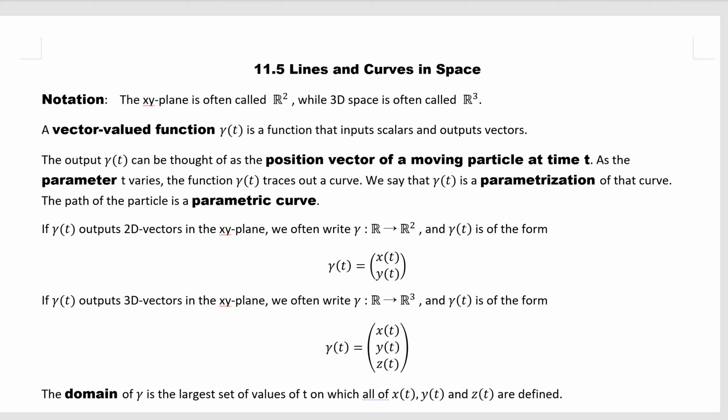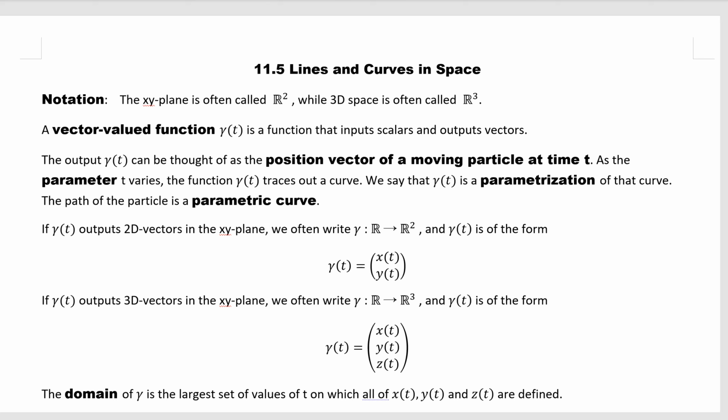A vector-valued function, gamma of t, is a function that inputs a scalar and outputs vectors. The output gamma of t can be thought of as the position vector of a moving particle at time t. As the parameter t varies, the function gamma of t traces out a curve. We say that gamma of t is a parametrization of that curve. The path of the particle is a parametric curve.